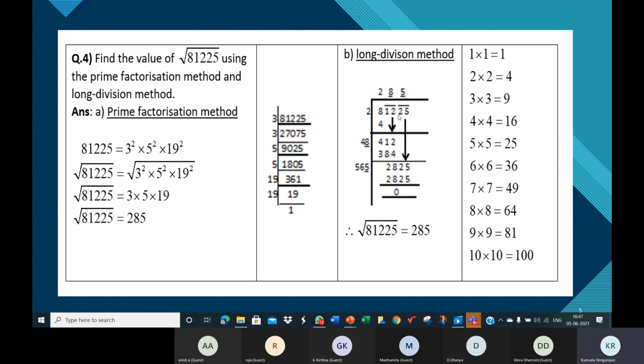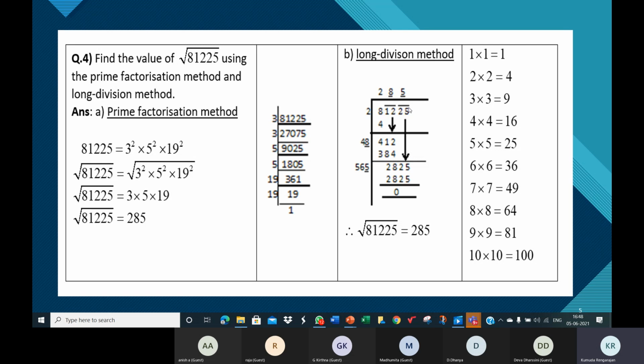Yes, you need to acknowledge so that I can proceed. Yeah. So now see something beside here. You don't have to write this, children. So you can see the square tables here. 1 square is 1, 2 square is 4, 3 square 9, 4 square 16, 5 square 25, and so on. Now you need to make use of these square tables. You need to make use of these products to find the square root using the long division method.